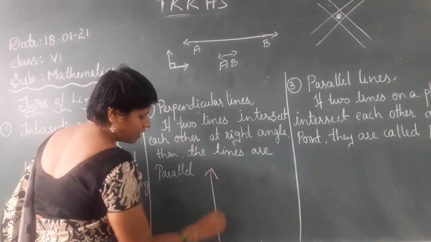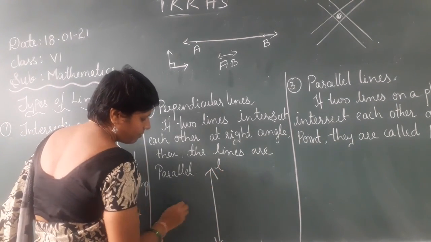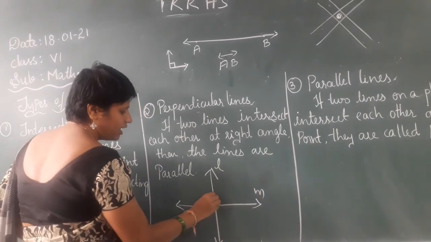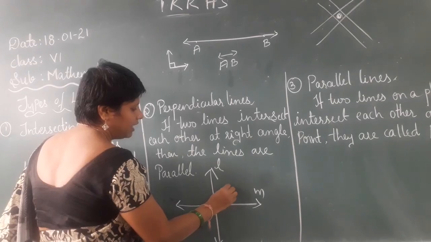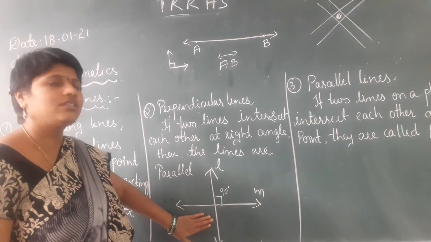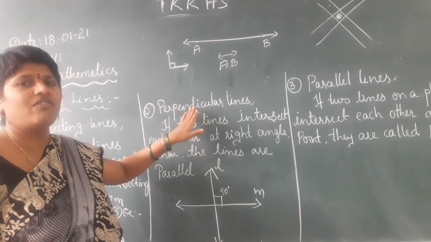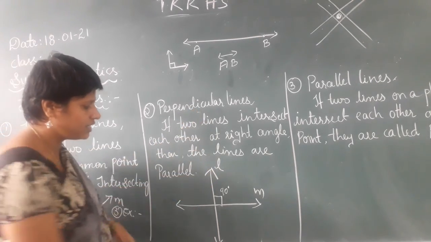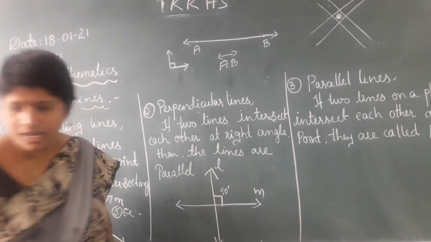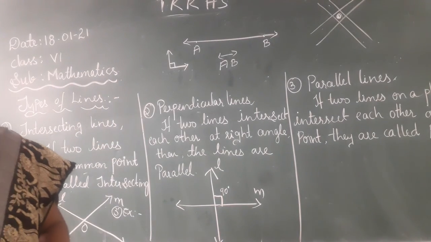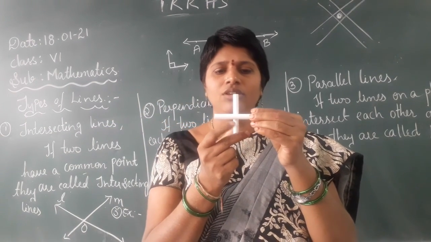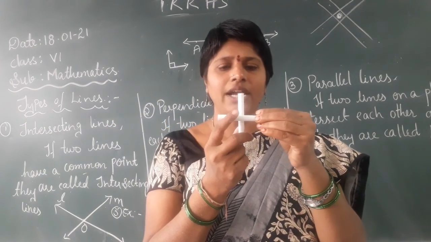See, this is one line, name it L, and this is one more line, name it M. Here it is forming a right angle, 90 degrees. So this type of lines we call perpendicular. Why? Because these two are intersecting at one common point and forming the right angle. Like this, here it is forming the right angle.